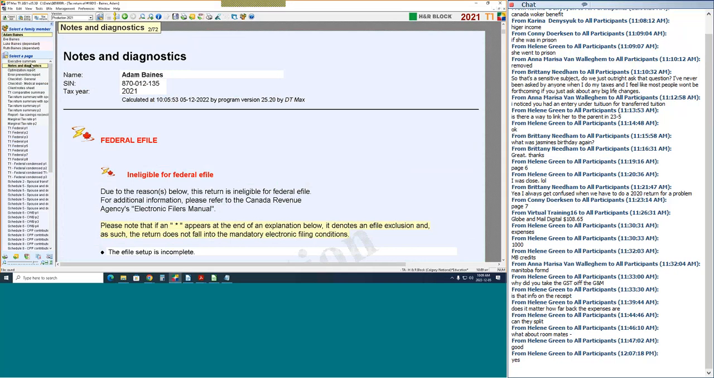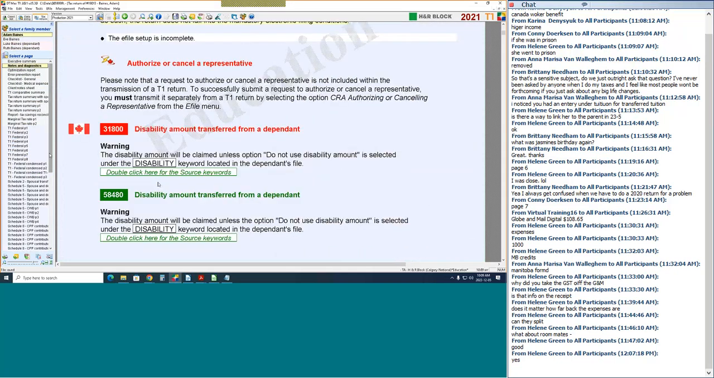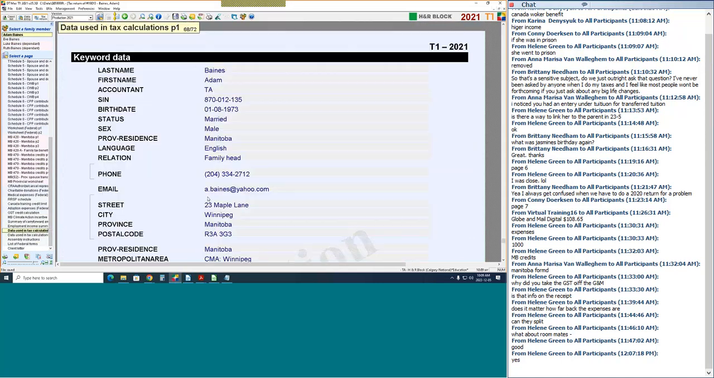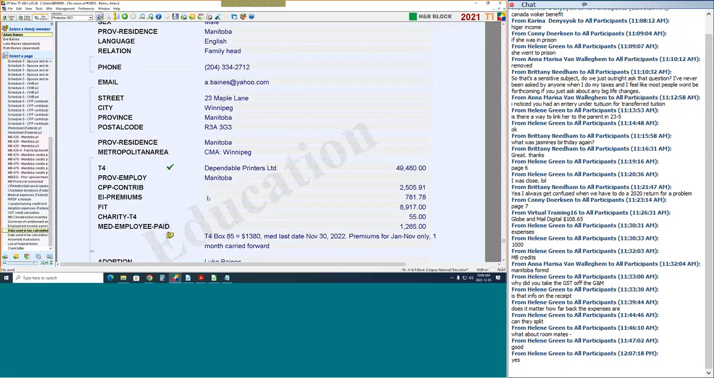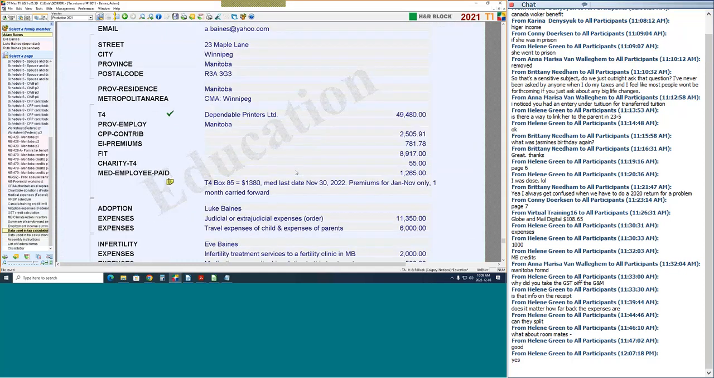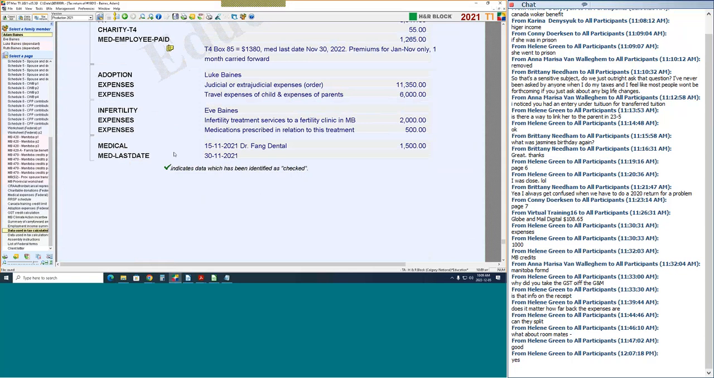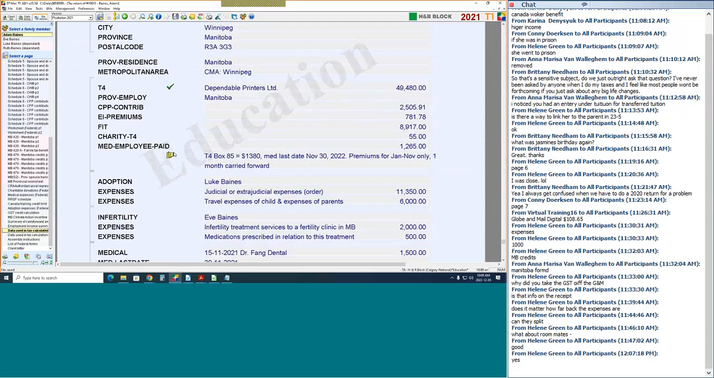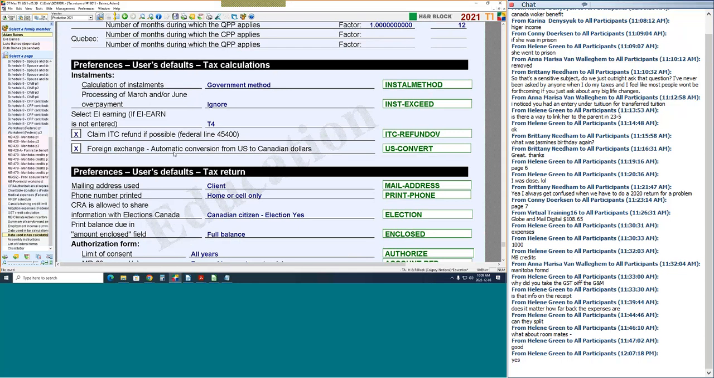You will definitely be printing your notes and diagnostics. So make sure you have printed that. And you're also definitely going to be printing your keyword data. So down at the bottom, you're going to have this data used in tax calculations. And you're going to print every page you have there because it's going to tell you how many check marks you've put on the return. It's going to tell you what keywords you've used and all of that. Okay? You're going to do that for every client you have generated a return for.